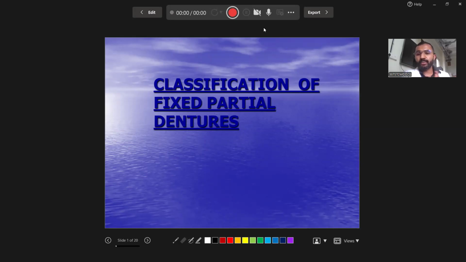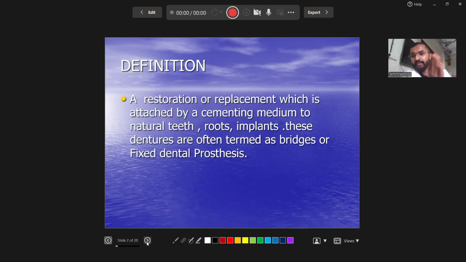So the class today is classification of fixed partial dentures. We'll go for the definition. As per the definition, a restoration or replacement which is attached by a cementing medium to natural teeth, roots, or implants. These dentures are often termed as bridges or fixed dental prostheses. Usually the common term for fixed dental prosthesis is bridges.